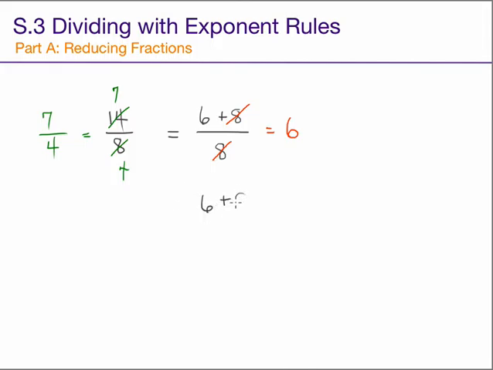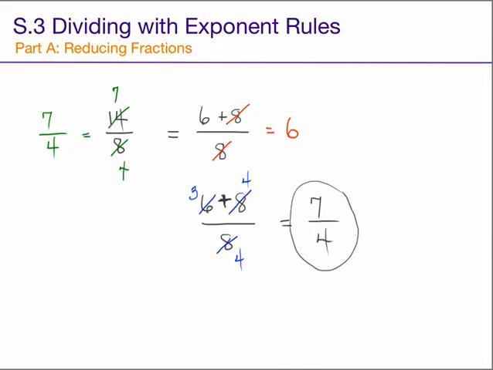6 plus 8 over 8, with a plus in the middle, this is a big red flag. I can reduce this fraction as long as I reduce whatever goes into this 8, into this 8, and into this 6. What goes into all three of these? 2. 2 goes into this 8 4 times. 2 goes into 8 4 times. 2 goes into 6 3 times. Doing my arithmetic now, I get 3 plus 4 over 4. 7 over 4 is the correct simplified form of this fraction, not 6.